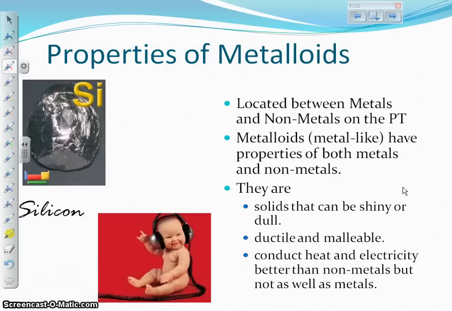Metalloids, on the other hand, fall between metals and nonmetals. They are located on that little staircase, working their way down from here to here. They have properties that are both like metals and nonmetals. They can be shiny or they can be dull. They are ductile and malleable, but not nearly as well as metals. And they conduct heat and electricity, but not as well as other metals. Many metalloids, like silicon for instance, are very good for use in electronics because of their ability to conduct electricity and charges.